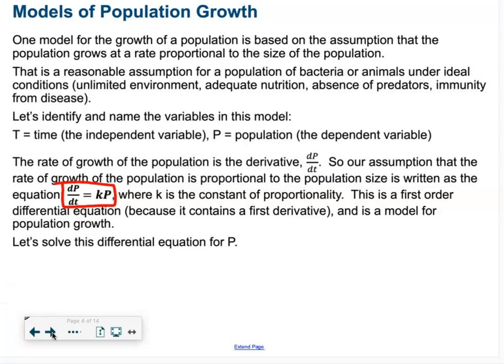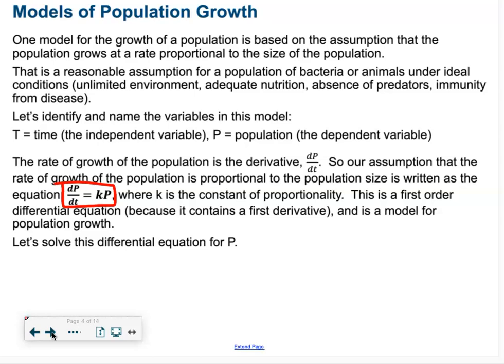Now K is called the constant of proportionality. It represents a constant. It's a multiplier. That's all it is. It's a scalar multiplier. So what you're saying is the rate of change of the population is some scalar multiple of the actual population at any given time. So K just represents a constant.